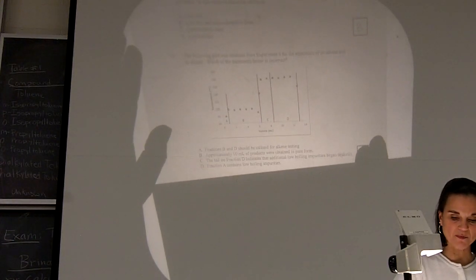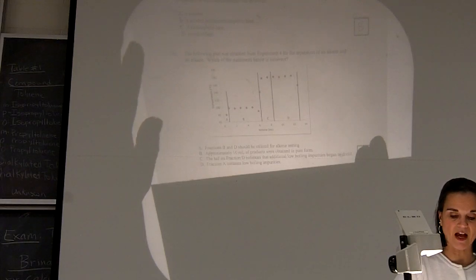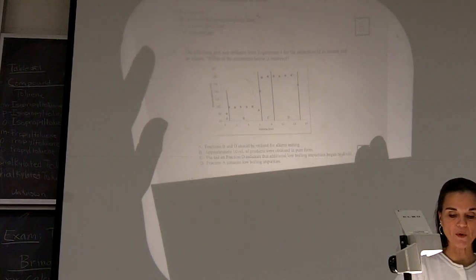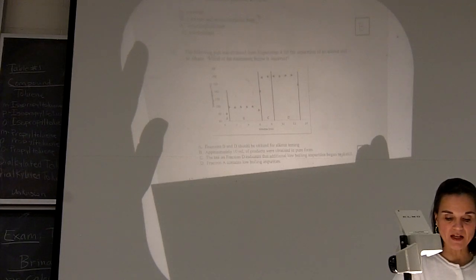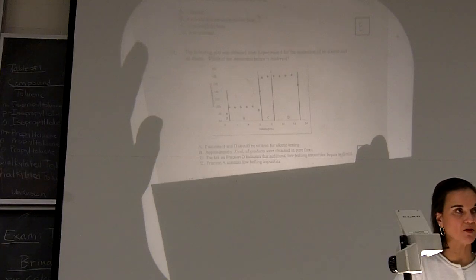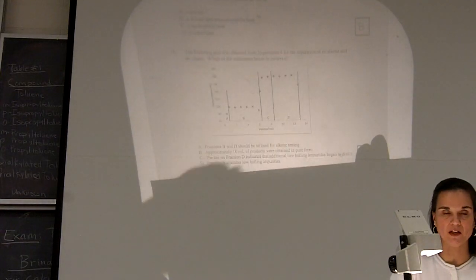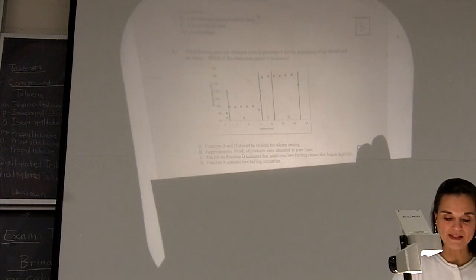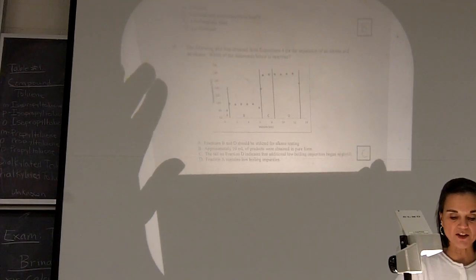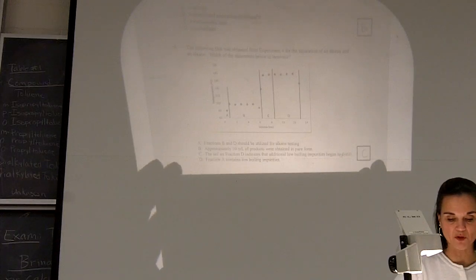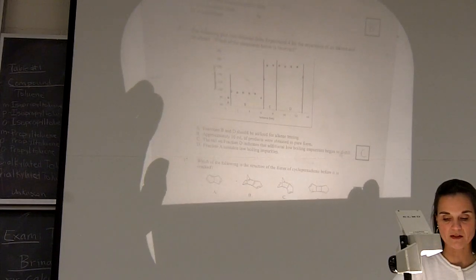16. The following plot was obtained from experiment 4 for the separation of an alkene and an alkane. Which of the statements below is incorrect? Fractions B and D should be utilized for alkene testing. That one's true. Approximately 10 milliliters of products were obtained in the pure form. That's true. The tail on fraction D indicates additional low boiling impurities beginning to distill. No, that's just you running out of mixture to distill. So the one that's incorrect is C. For D, fraction A contains low boiling impurities. That's true as well. So the answer is C.